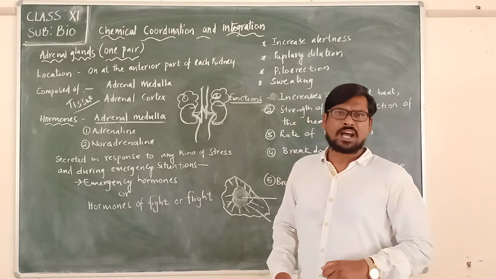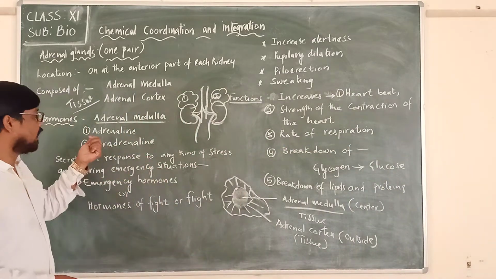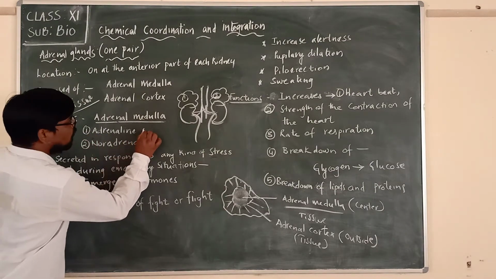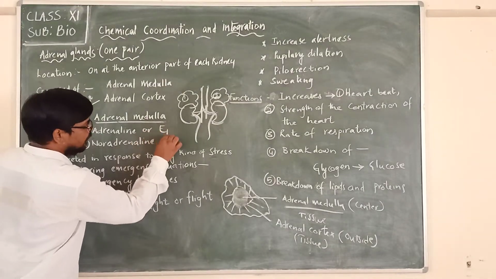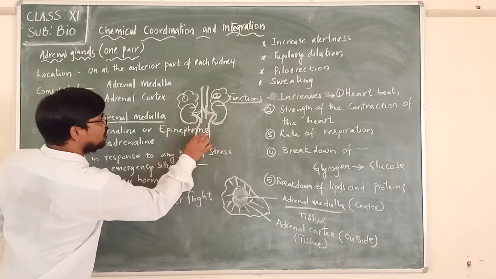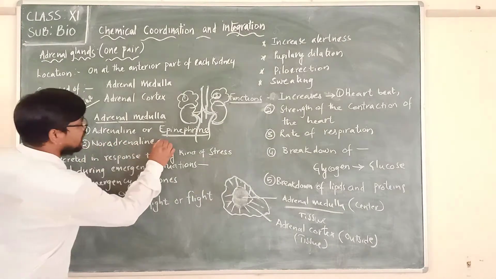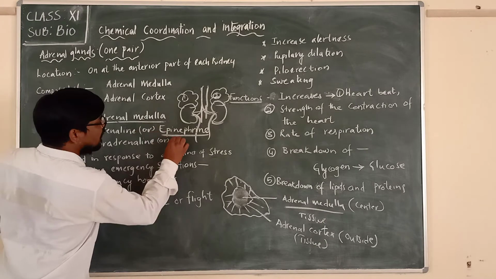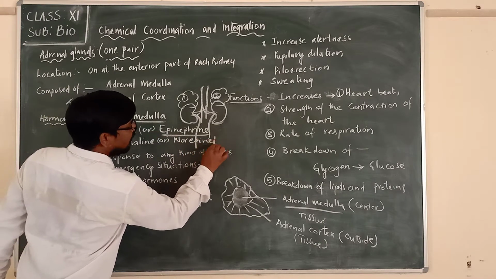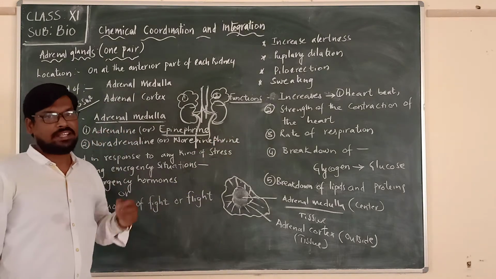There are two important hormones produced from the adrenal medulla. One is called adrenaline, which is also known as epinephrine. And the other is noradrenaline, which is also known as norepinephrine. This is the other name given for noradrenaline.